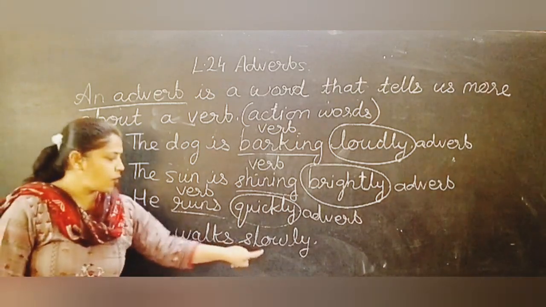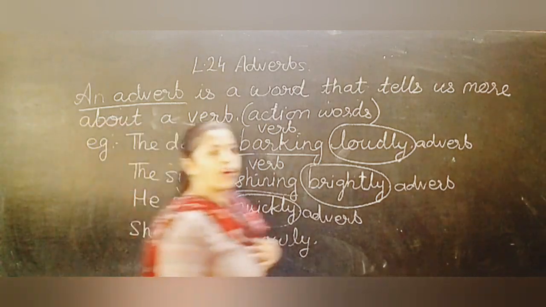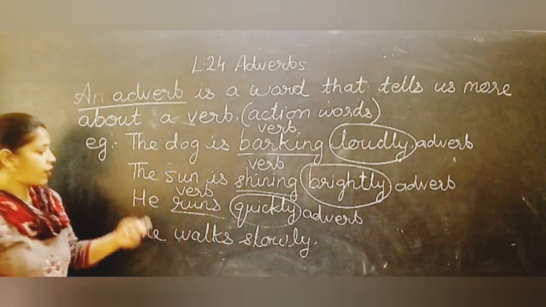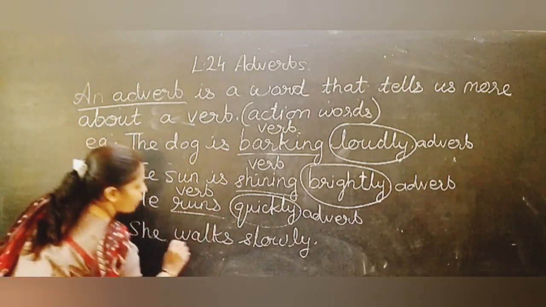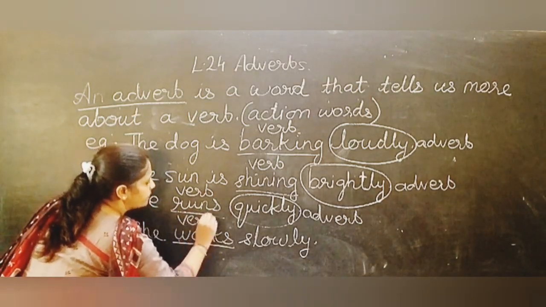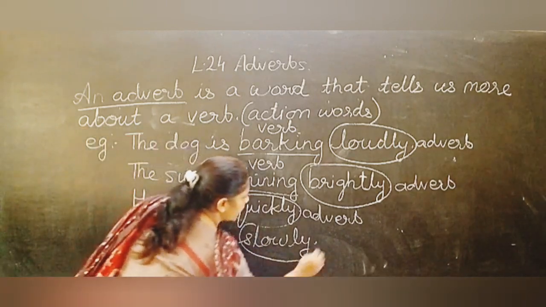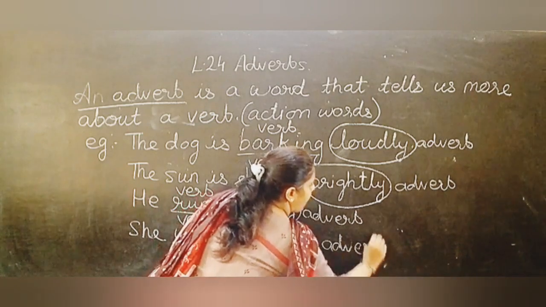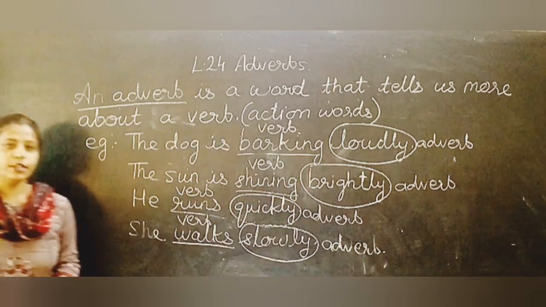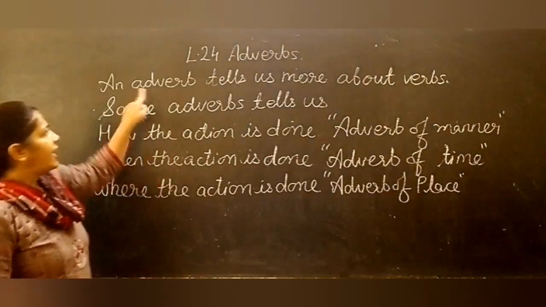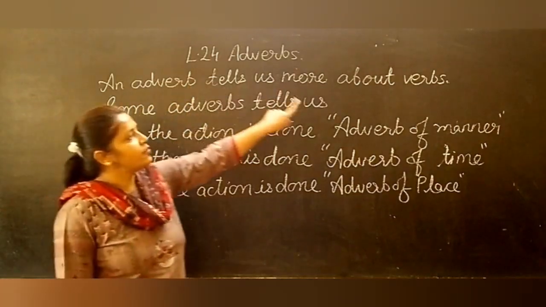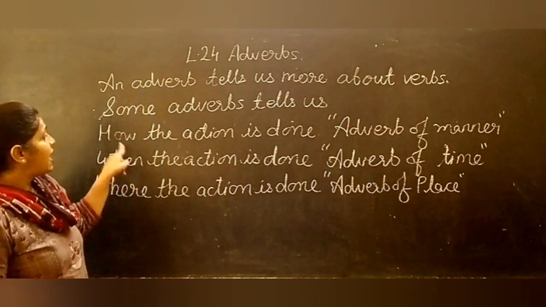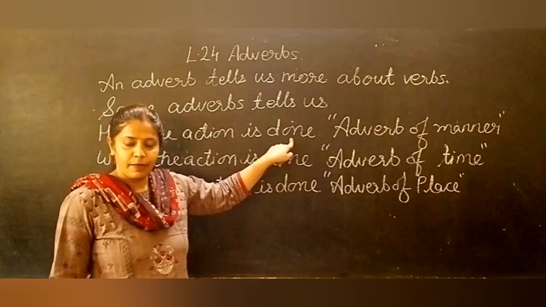She walks slowly. The action of walking. How is the action of walking done? Slowly. So walks is our verb and slowly is our adverb. Understood? So children, an adverb is a word that tells us more about the verbs. Adverbs tell us how the action is done.